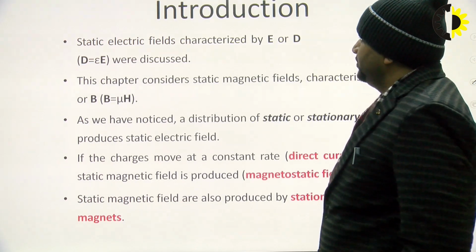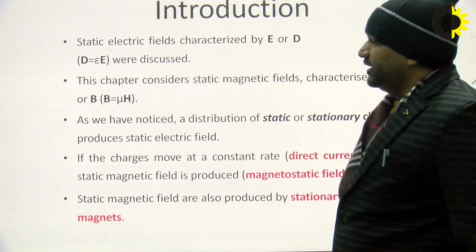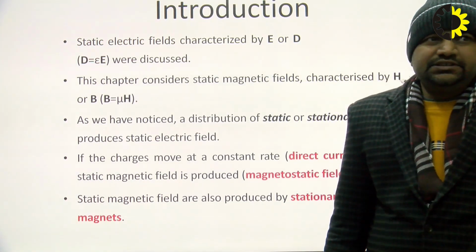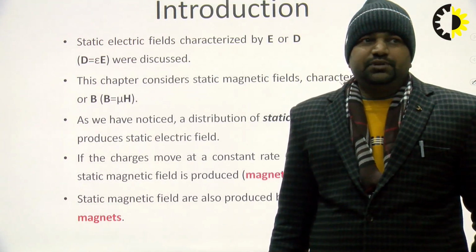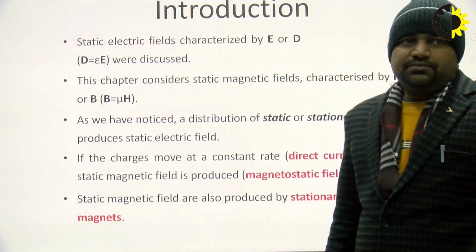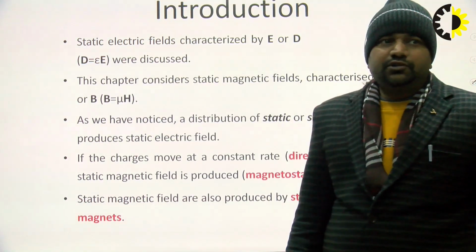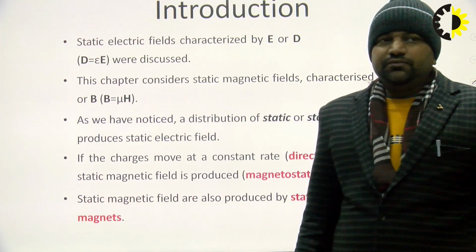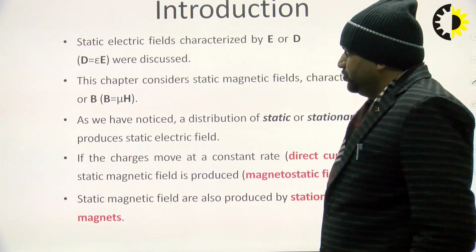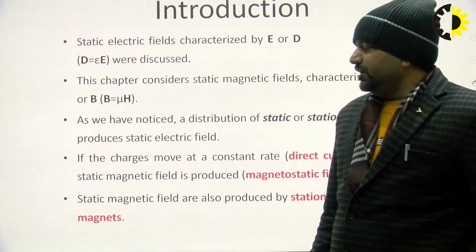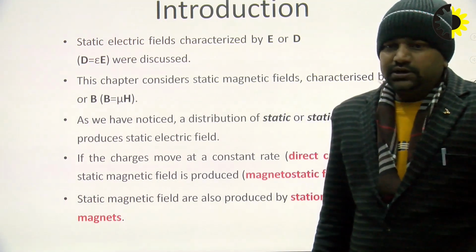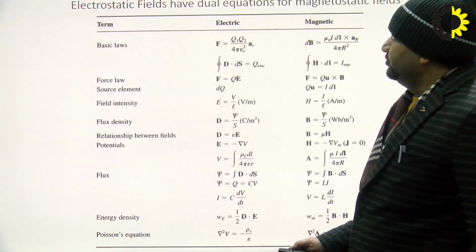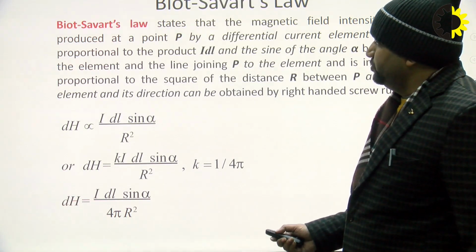First is the static electric field characterization, the electric field intensity E and the electric flux density D, which we discussed in previous slides. In this chapter we will find the magnetic field intensity and magnetic flux density, and the relation between them, B is equal to mu H, and how we find the magnetic field intensity by using the Biot-Savart law.